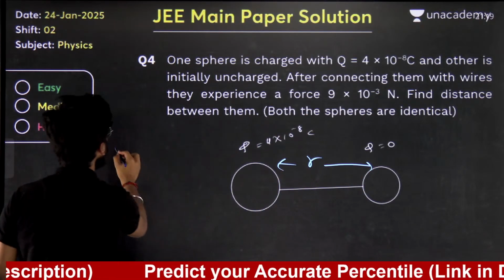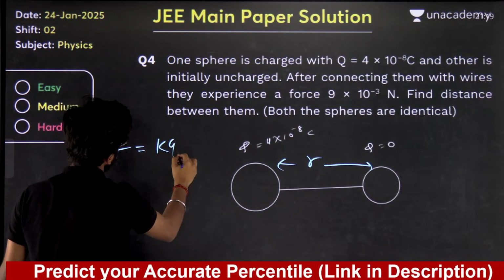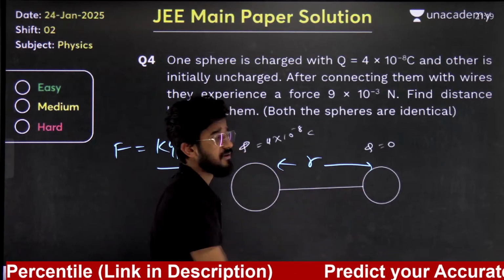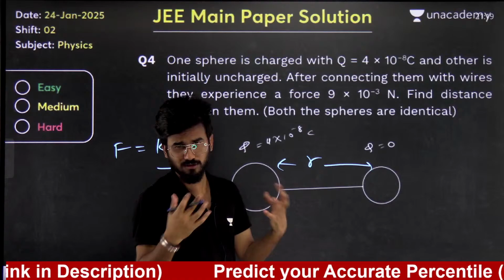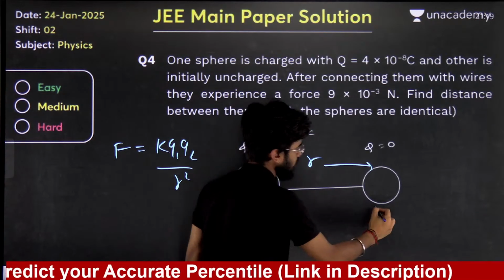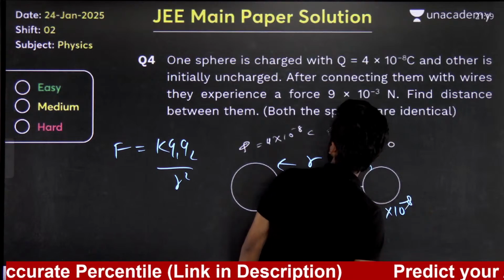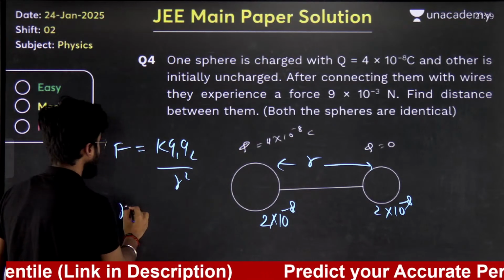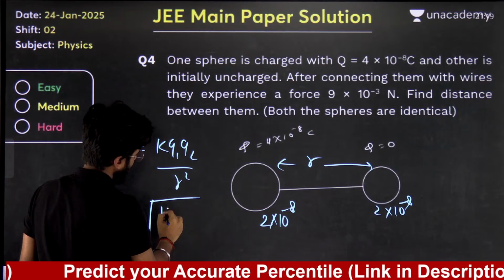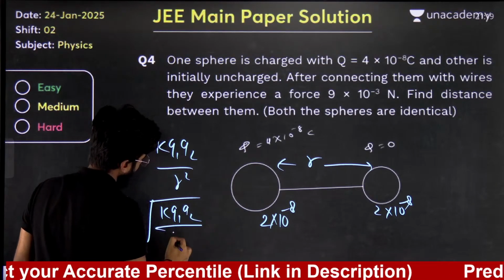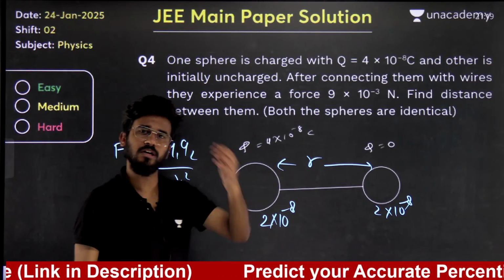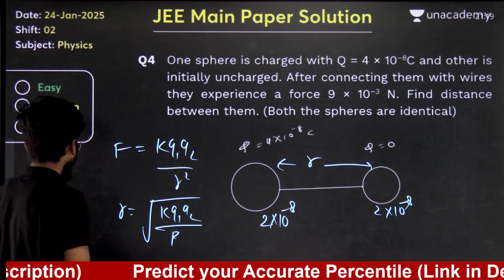So we can write F is equals to k q1 q2 by r square. And when we connect these, the charges will be half, because the radius of the spheres is same. So it will be 2 into 10 to the power minus 8. It will also be 2 into 10 to the power minus 8. So we can write r is equals to what? We have to find the r. So it is equals to k q1 q2 upon f. What is f? F is given, q1 q2 is given, k is given. Okay, so just put the values and find the answer.